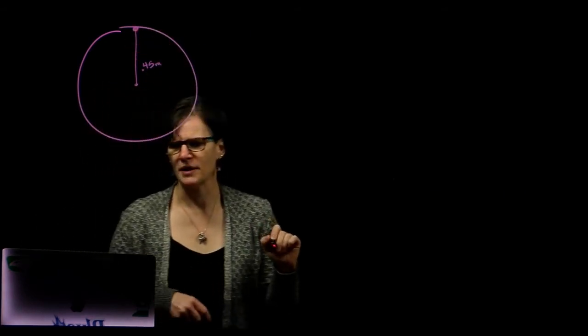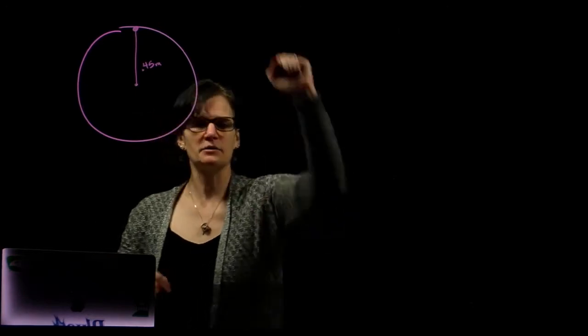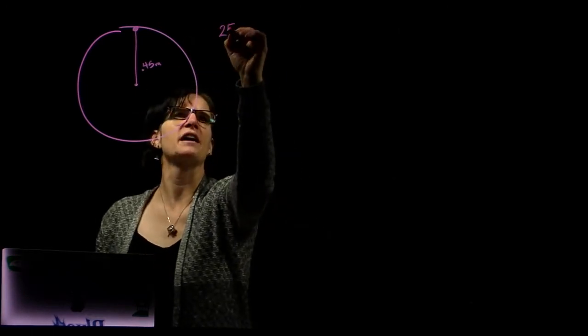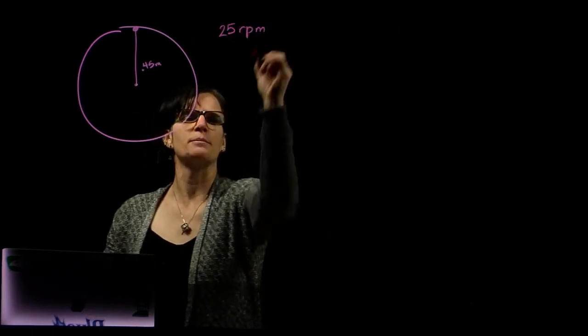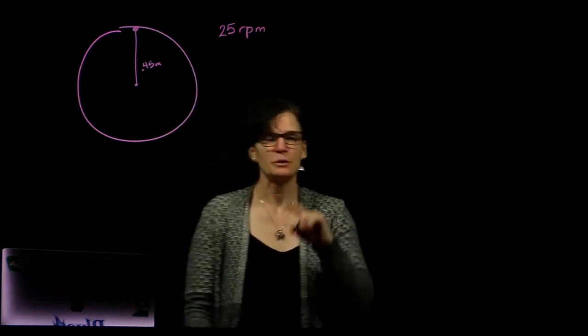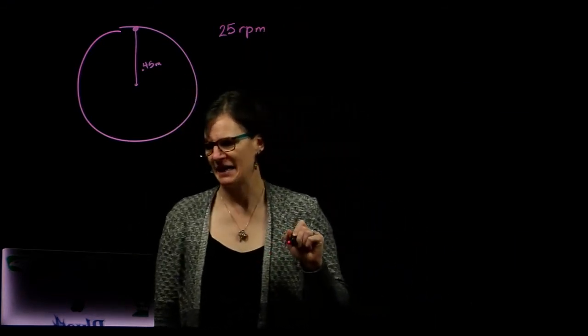Okay, so let's look at our picture. Let's imagine that this is the turntable. We're looking at sort of a top-down view. And we know that this is 45 centimeters, so 0.45 meters, that the penny is on at that point. And it says that the turntable is rotating at 25 rotations per minute. So it makes 25 complete circles every minute.